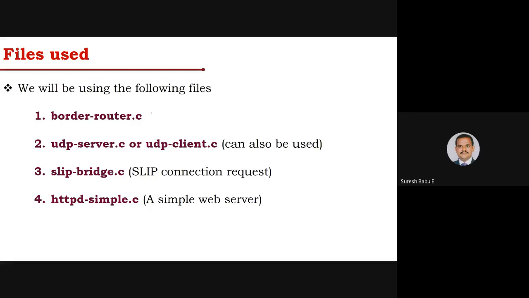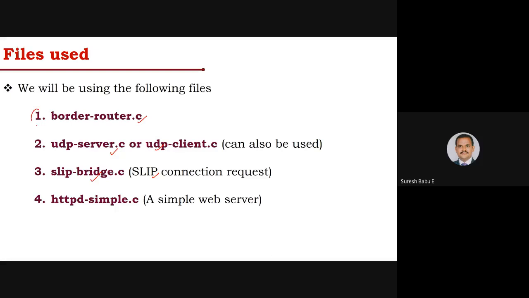Now, what we are going to do is take the border router and either the UDP client or server. Then we are going to establish a connection. If we want to establish a connection, then we require the slip bridge. We call it a slip connection request. If I want to establish a client-server model, a connection request and connection response need to be done. And then we are going to use a simple web server, like the httpd simple.c file.